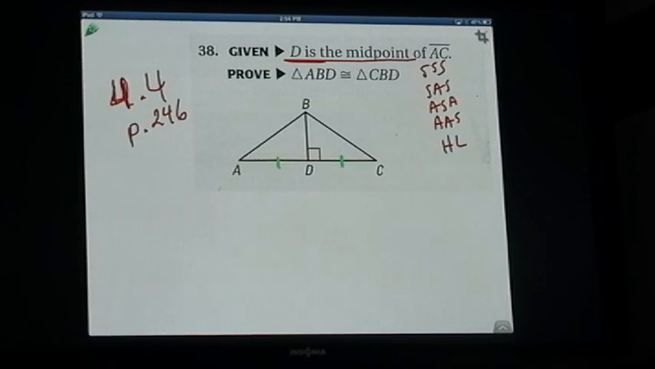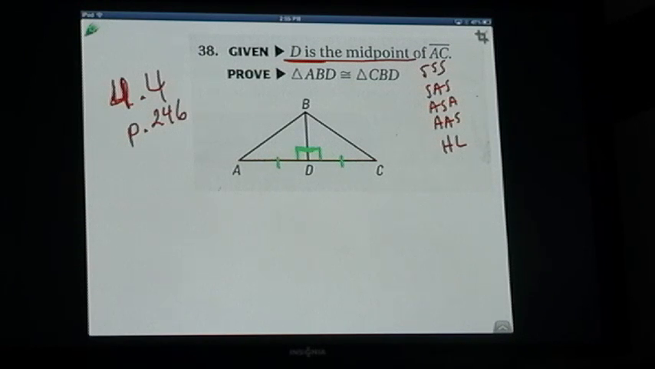Okay? Now we also don't know that both of these are right triangles, but we do know that there is a right angle right here. That right angle says that BD is perpendicular to AC. Perpendicular lines, because perpendicular lines form four right angles, we know these are both right angles.